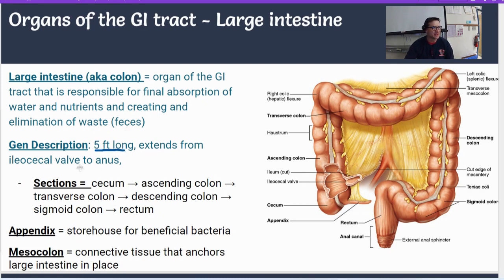It extends from the ileocecal valve right here. So remember, when it goes from the ileum of the small intestine to the cecum, it's going to go through the ileocecal valve. So the sections are, first it's the cecum, and then it's going up. If you're going up in an airplane, you're ascending, so ascending colon, because this is where the food or the chyme is going up. Then it's going to go transverse, the transverse colon, when it's going horizontally.